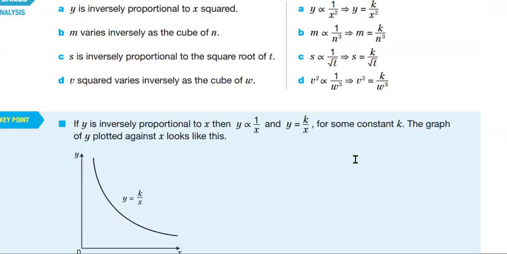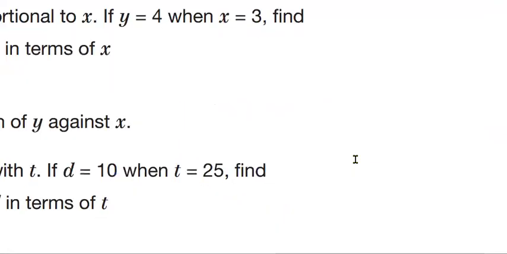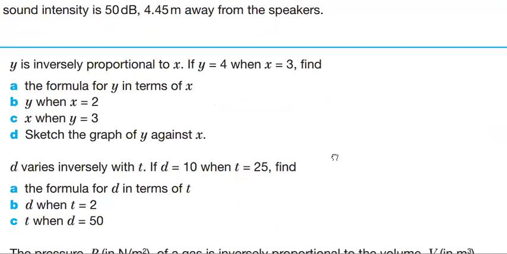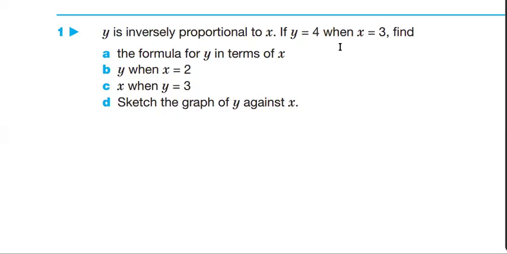Now let's take a look at one of the questions to understand the idea of the lesson here. Let's take question 1, for example, and answer it together, okay? Question 1, y is inversely proportional to x. If y equals 4, when x equals 3, find the formula for y in terms of x, and then we're going to use the formula to answer question B and C, and then find the coordinates to sketch the graph of y against x. Now, let's do this together.